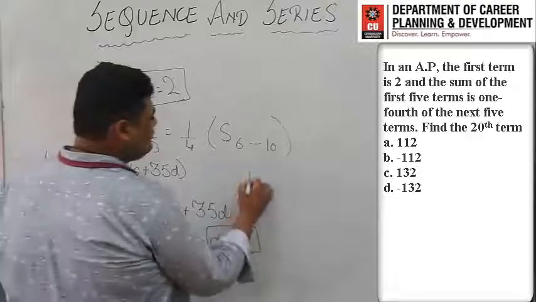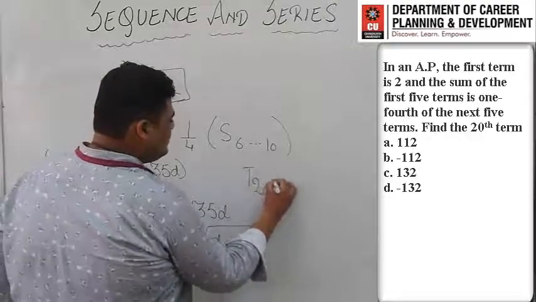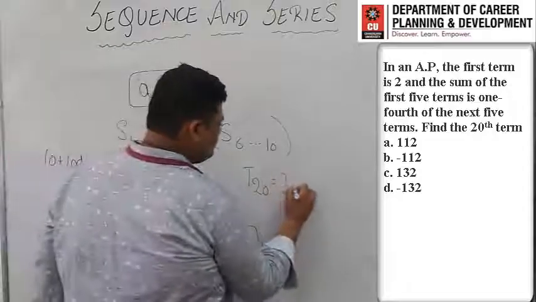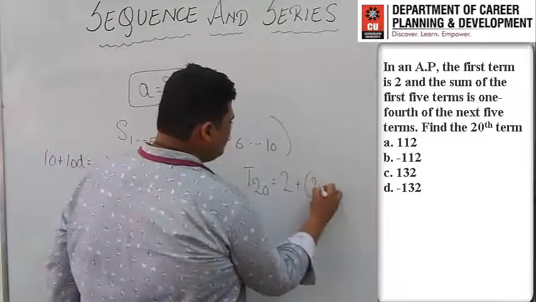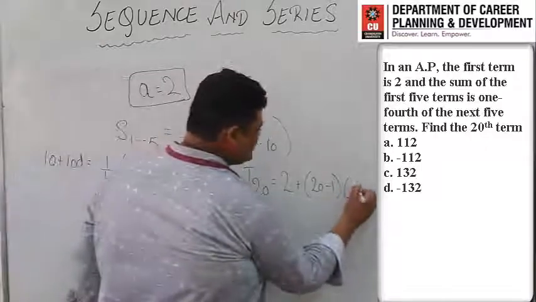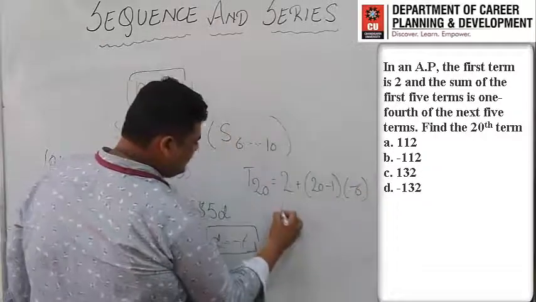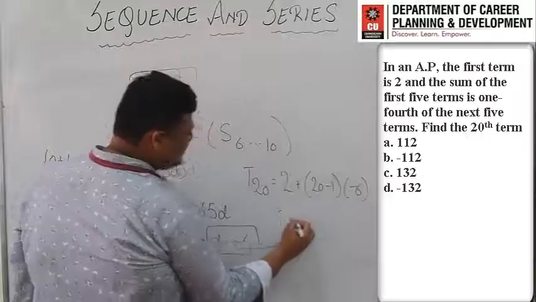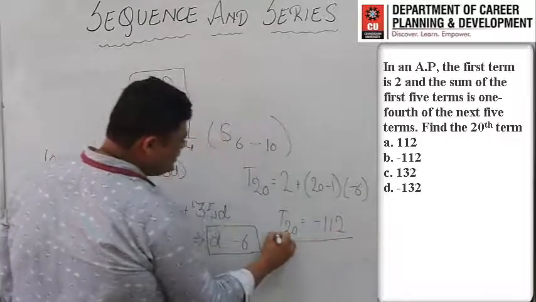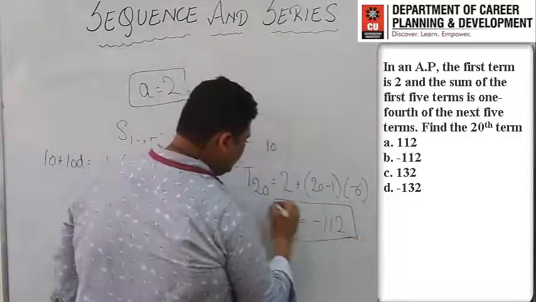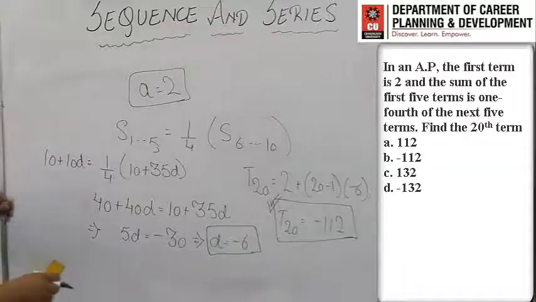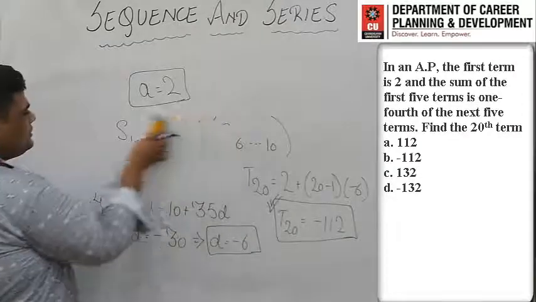Then you have to find the 20th term. The 20th term will be a, that is 2, plus n minus 1, that is 20 minus 1, multiplied by d, that is minus 6. So T20, that is the 20th term, will be equal to minus 112. If you solve the 20th term, it will come out to be minus 112. So this is our second question.